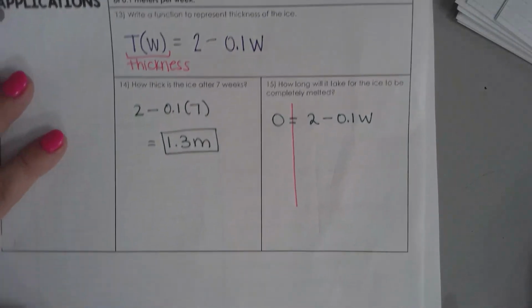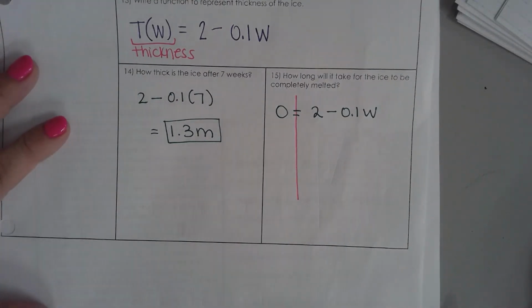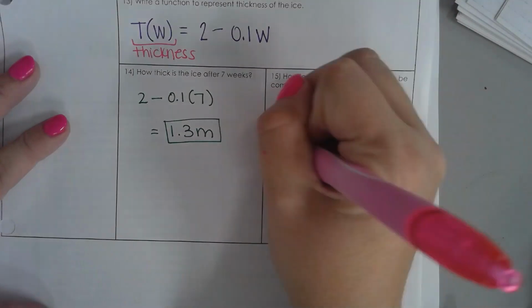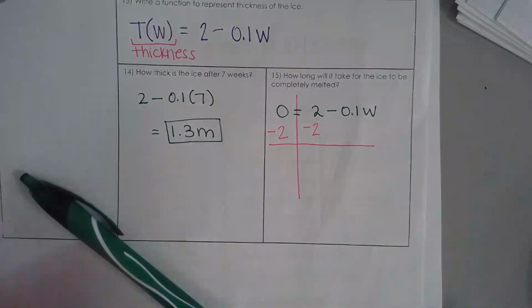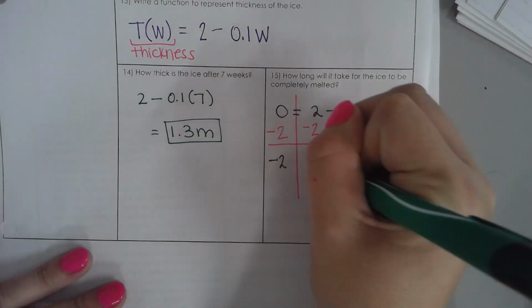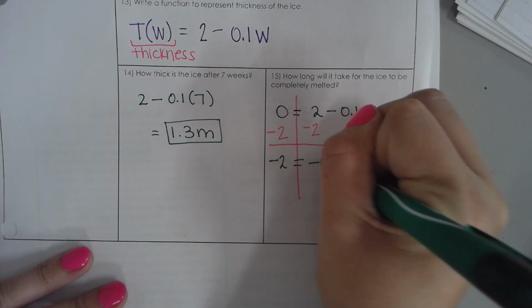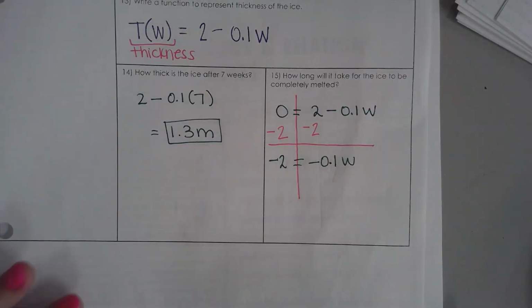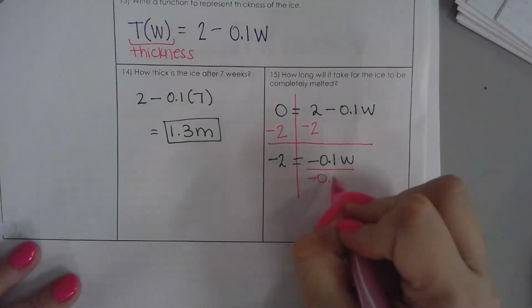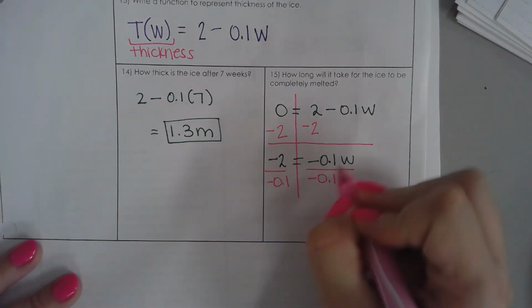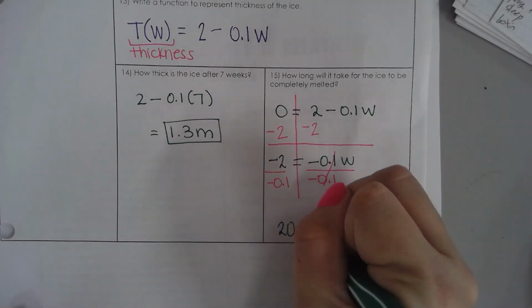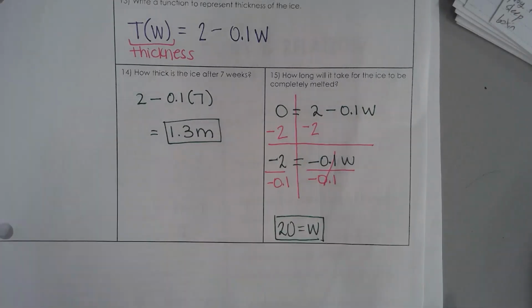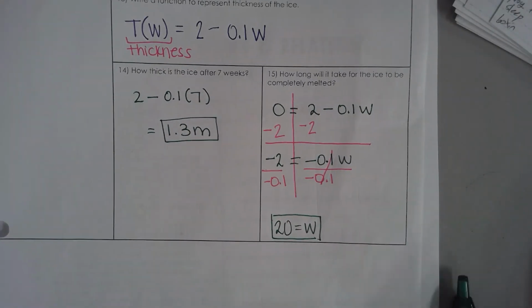So, first thing we're going to do is subtract the number that's by itself. So we're going to subtract 2. 0 minus 2 is negative 2 equals negative 0.1 W. And then you divide by negative 0.1. And Dalton, what do you get? 20. So 20 weeks for the ice to be completely gone.